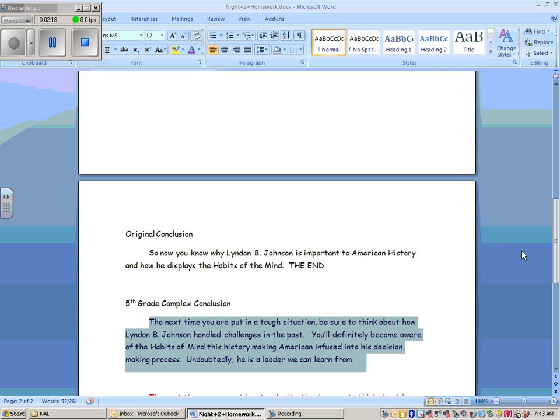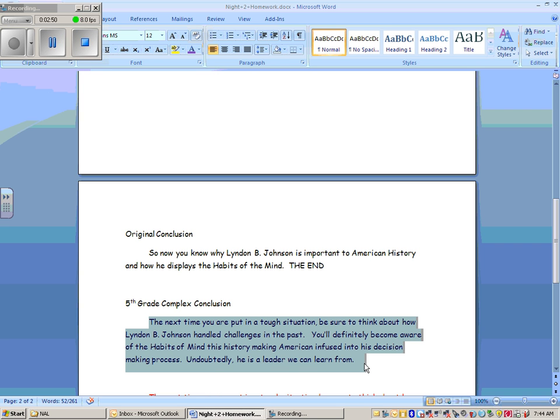Something that sounds like, the next time you're put in a tough situation, be sure to think about how Lyndon B. Johnson handled challenges in the past. You'll definitely become aware of the habits of mind this history-making American infused into his decision-making process. Undoubtedly, he is a leader we can learn from. So just by reading that, you can tell that there's a huge difference between the old conclusion and the new conclusion.